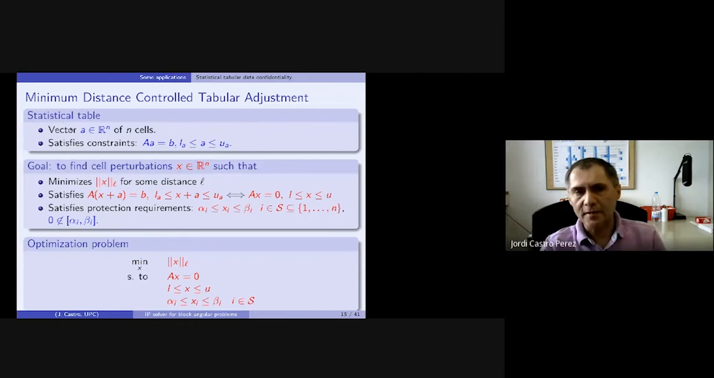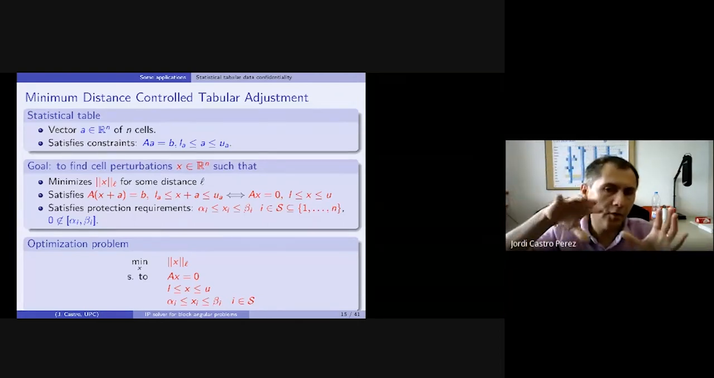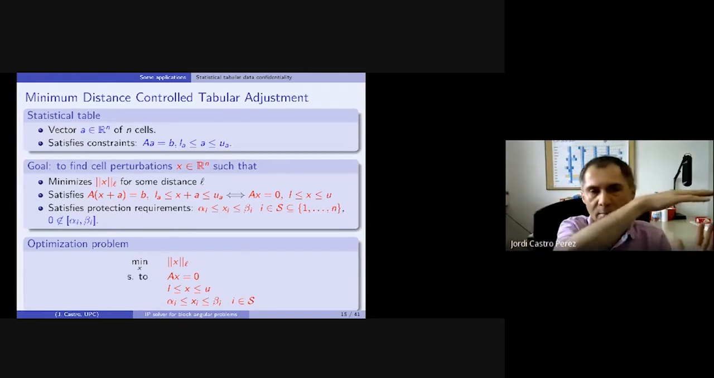These tables can be represented as follows. A statistical table is just a vector of n cells, A is the vector of cells, and these cells satisfy some constraints. A is the constraints matrix times the values of the cells equal to b. For instance, if you have a two-dimensional table, you have two categorical variables, profession and region, and you try to compute the number of people working in this profession in this region. So the constraints of a two-dimensional table are that the sum by rows has to be equal to the total, the sum by columns has to be equal to the total, okay? So that's the meaning of these equations. That's the way we represent a statistical table, okay? A two-dimensional table, a three-dimensional, any kind of table.